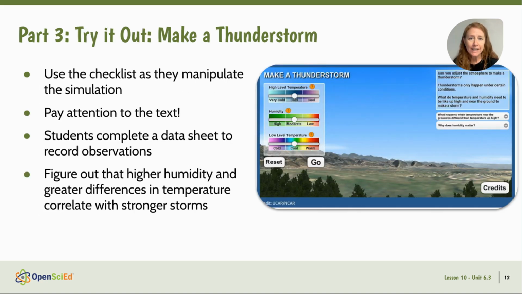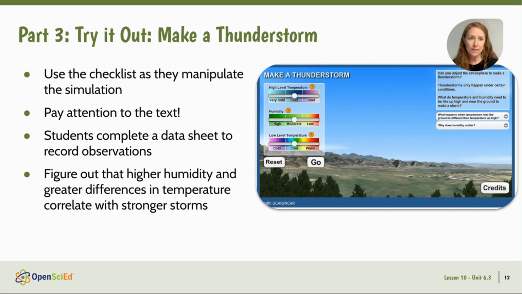In part 3, it's time to try this out. We're going to use our checklist and see if we can use those ideas we thought were important to make a thunderstorm with this simulation. So you want to spend a few minutes showing the students the simulation, maybe even testing one scenario together if you can, before letting them go off on their own devices.